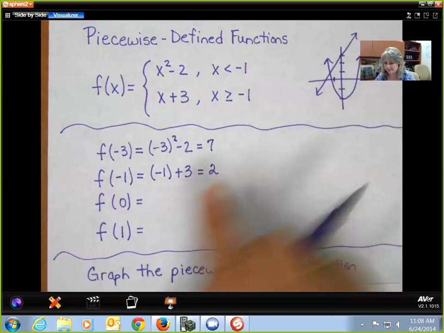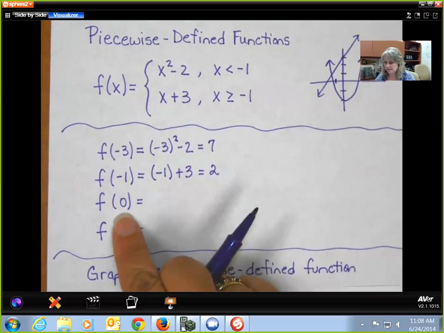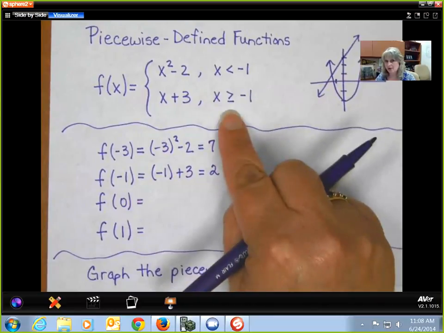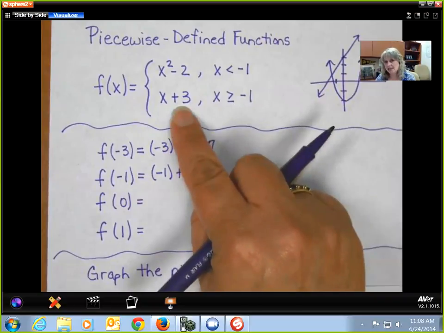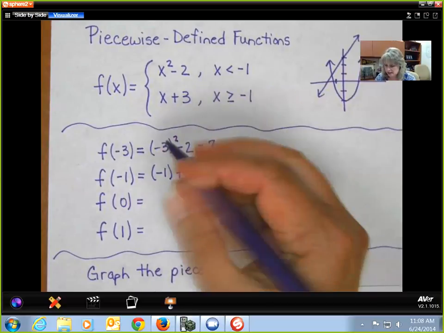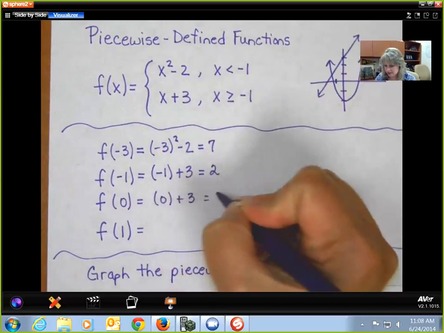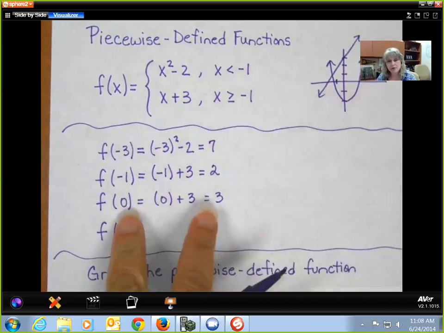All right, let's try f of 0. Is 0 less than negative 1? No. Is 0 greater than or equal to negative 1? Yeah, 0 is greater than negative 1. So again, we're going to use the second equation. So we're going to put 0 in place of this x. 0 plus 3, which gives us 3. So (0, 3) will be an ordered pair that belongs on this piecewise graph.